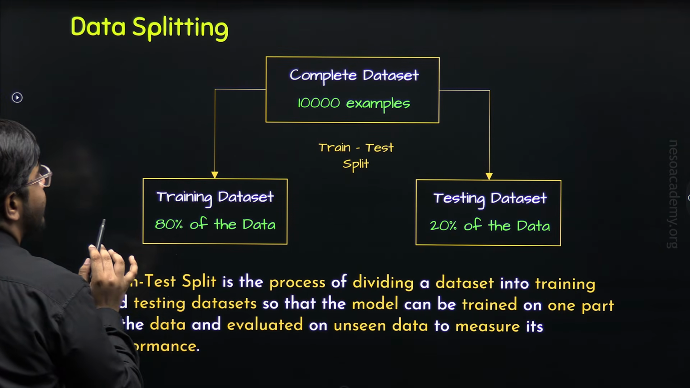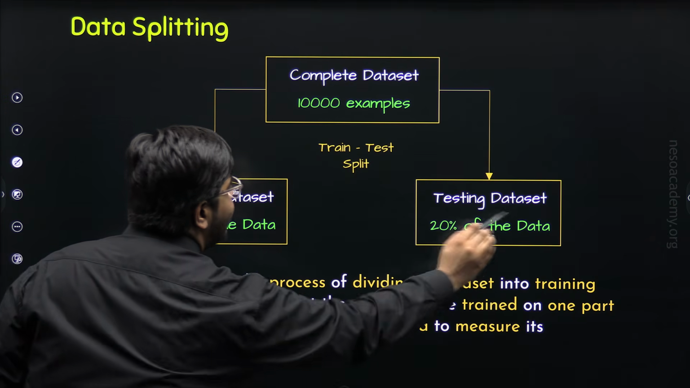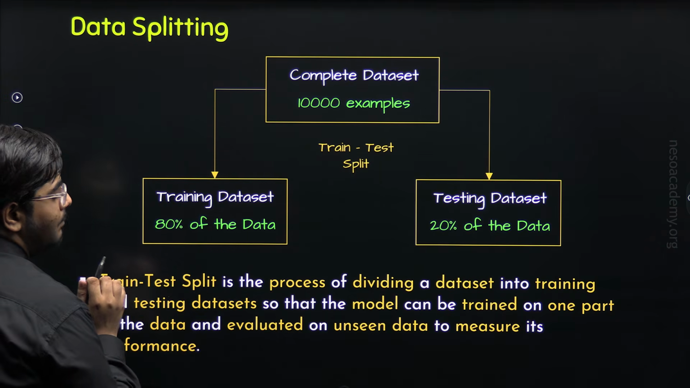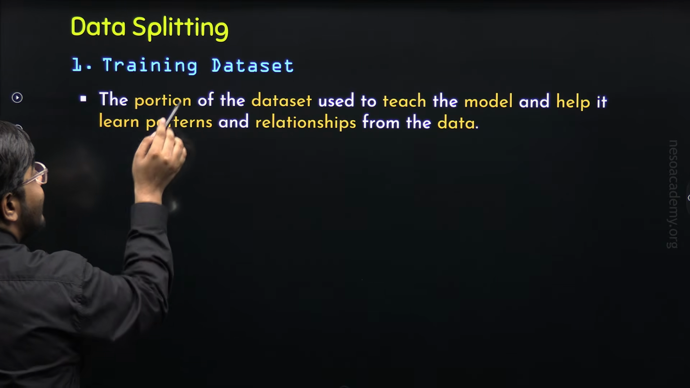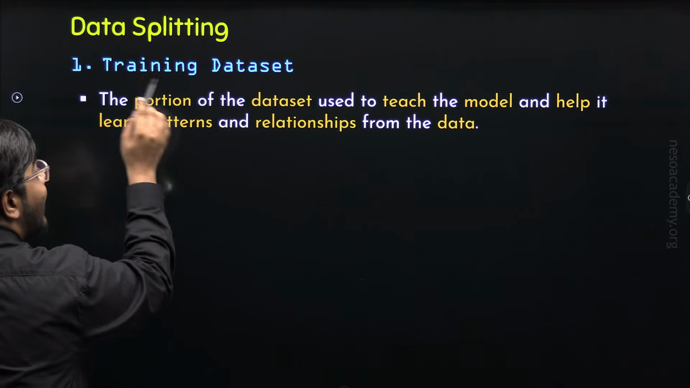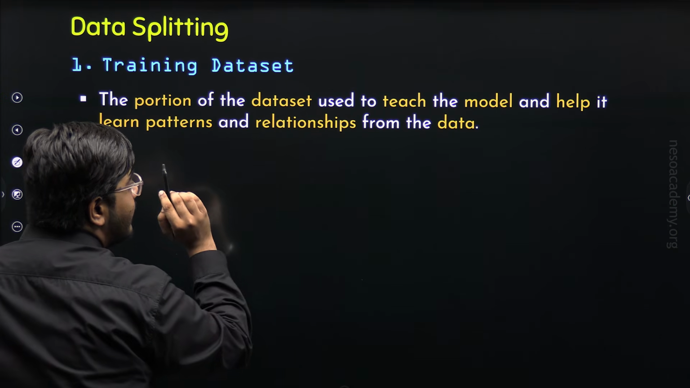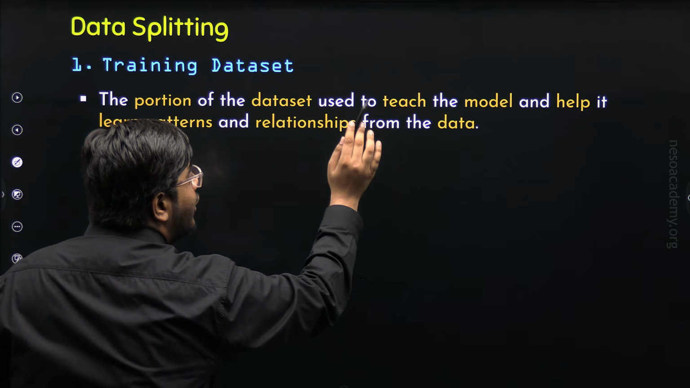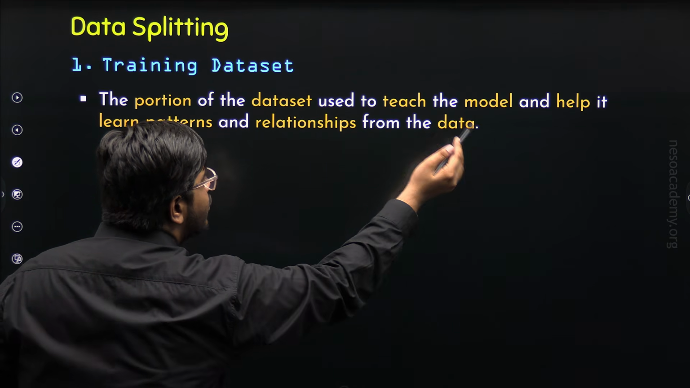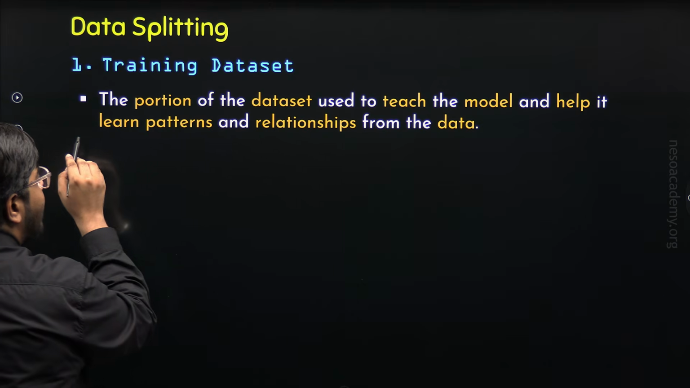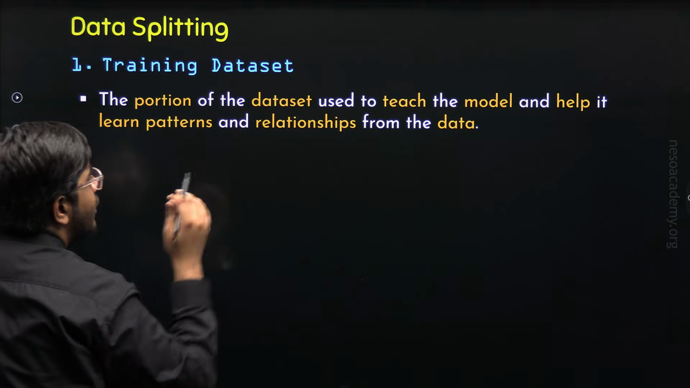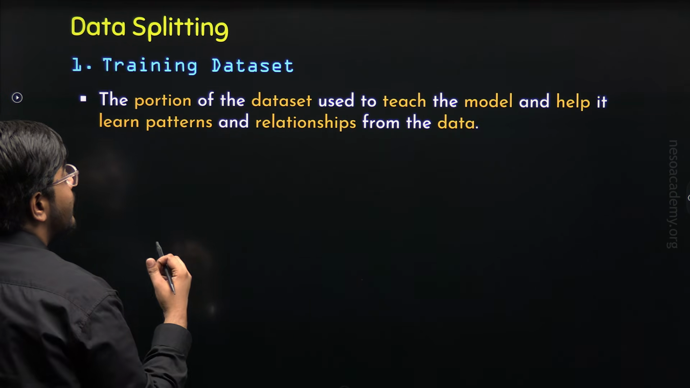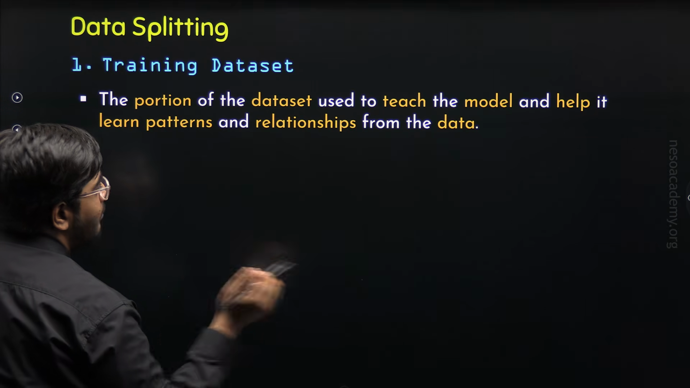Now we are going to understand training dataset and testing dataset with an example. So first we have the training dataset. What is training dataset? Training dataset is that portion, or you can say that part of the complete dataset, that is used to teach or train the machine learning model so that it can learn patterns, features, and relationships from the data. So basically, training dataset is used to train or teach the machine learning model.